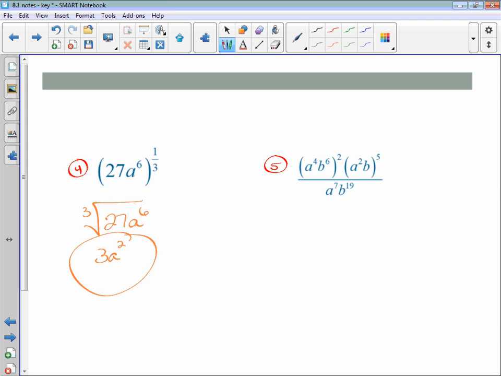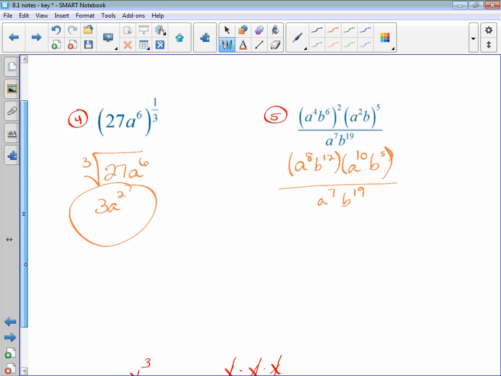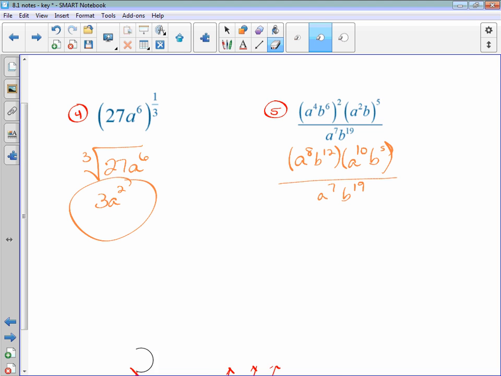Okay. Not bad. All right, number 5, I would simplify each set of parentheses first and then start combining things. So a to the 4th, b to the 6th squared, that's really a to the 8th, b to the 12th, times, this is a to the 10th, b to the 5th, over a to the 7th, b to the 19th. And then in the numerator I really have a to the 18th times b to the 17th over a to the 7th, b to the 19th.